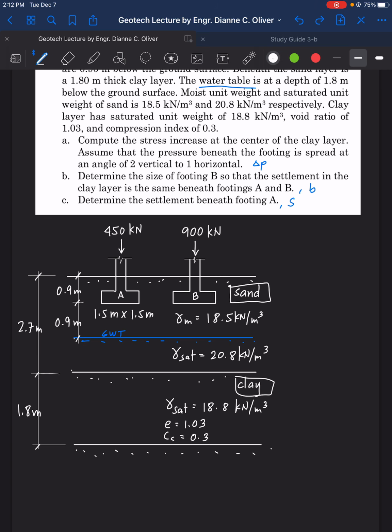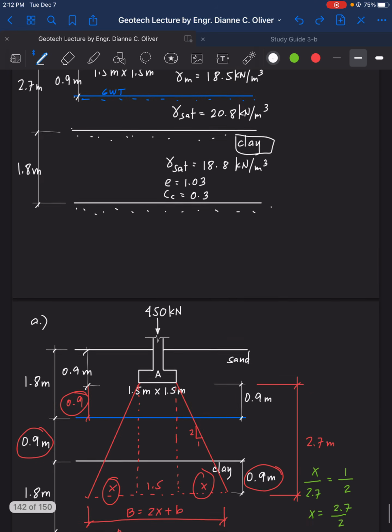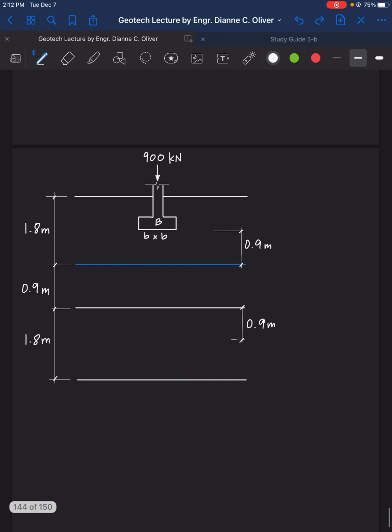So this is important, especially when we are designing our buildings. We need to have even settlement. Having even settlement means we have a stable foundation. So we need to compute what dimension I should put for footing B so that the settlement for A is the same as the settlement of B. So how do we do that? So this is footing B.